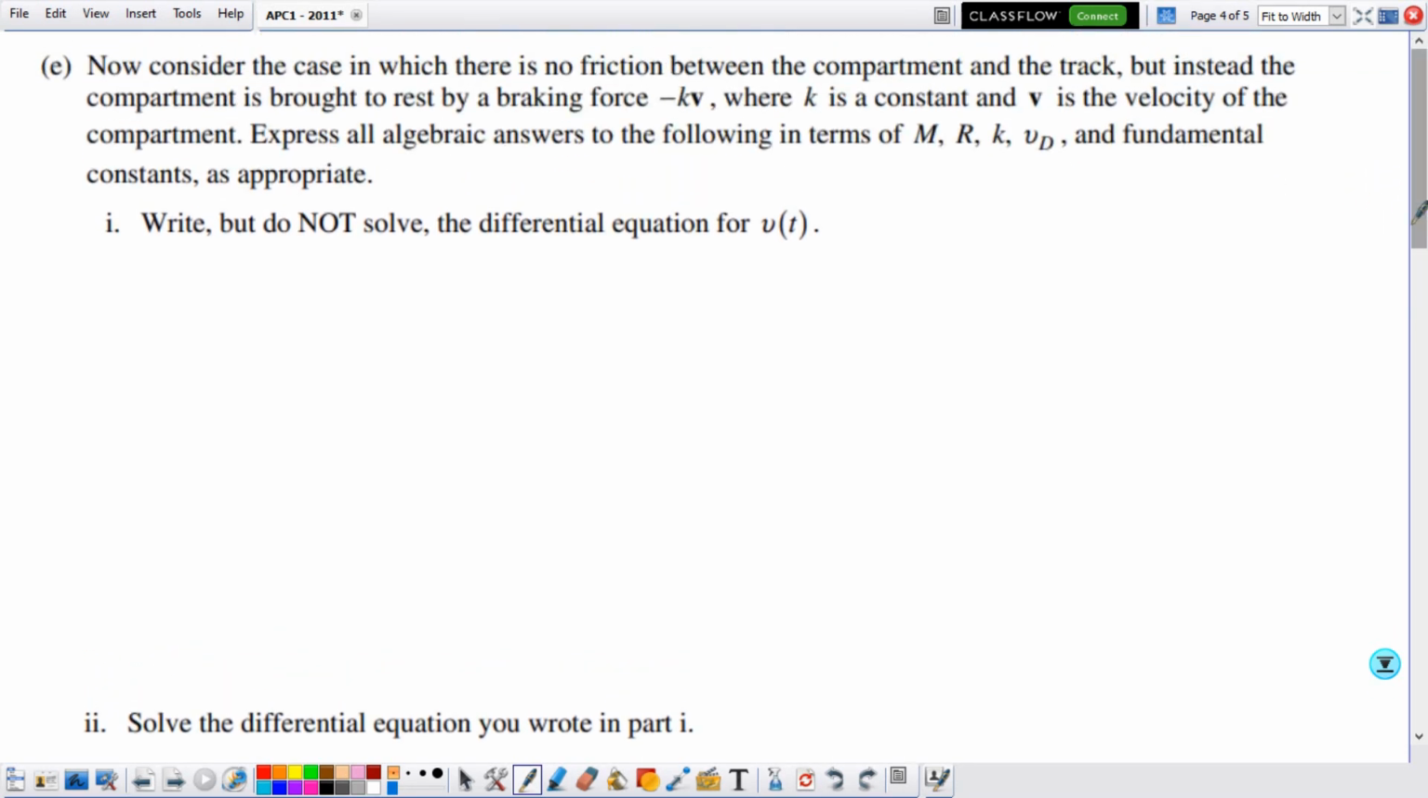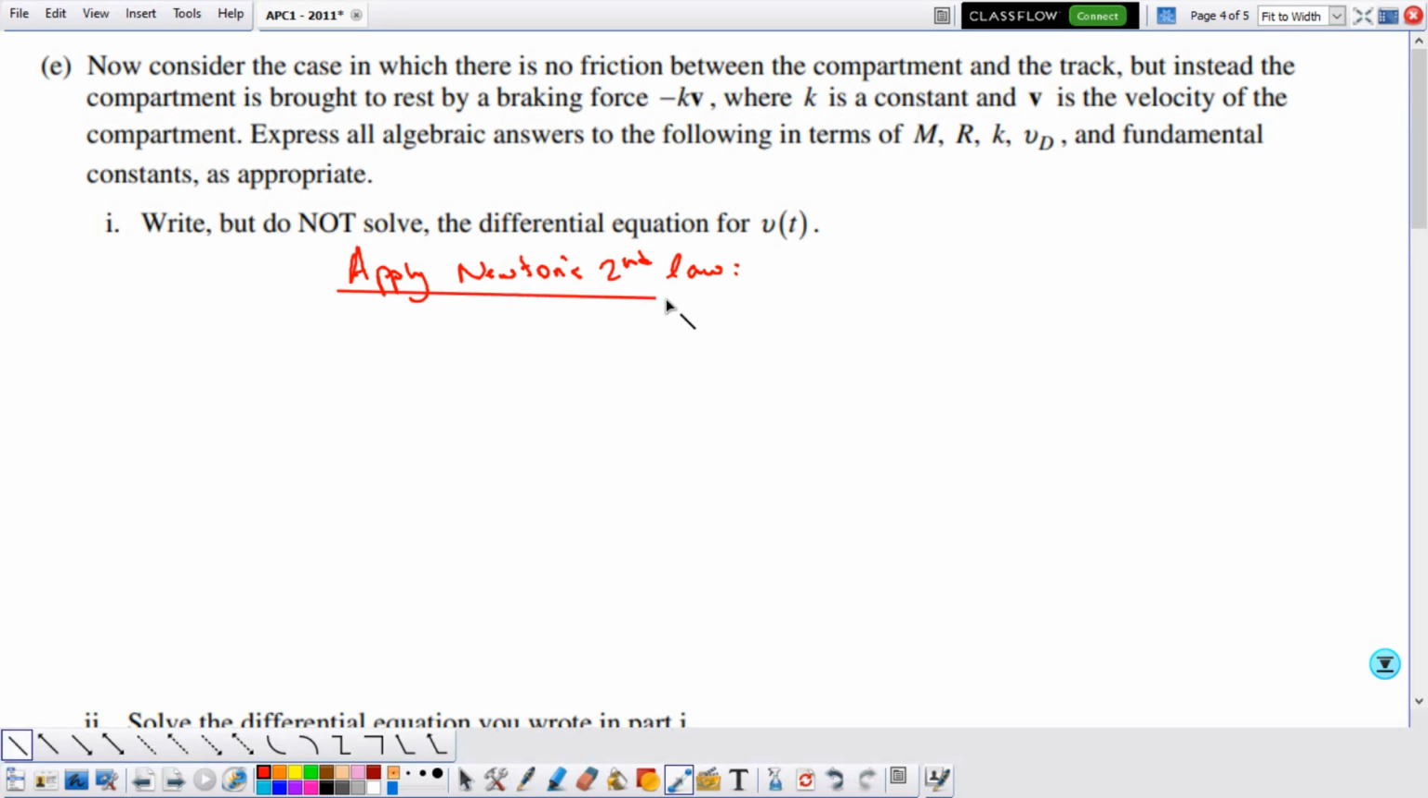We know that differential equations are obtained using big laws, and whenever we're talking about drag force or braking force modeled by velocity, we need to apply Newton's second law. And we know that Newton's second law is a vector equation, and usually it's coupled with an FBD.